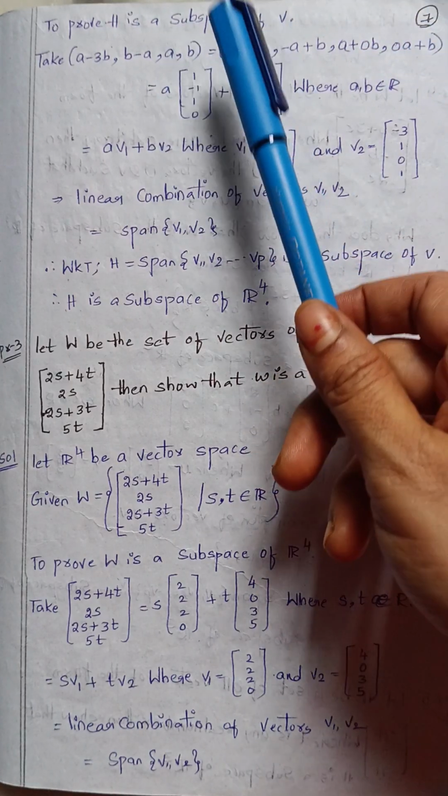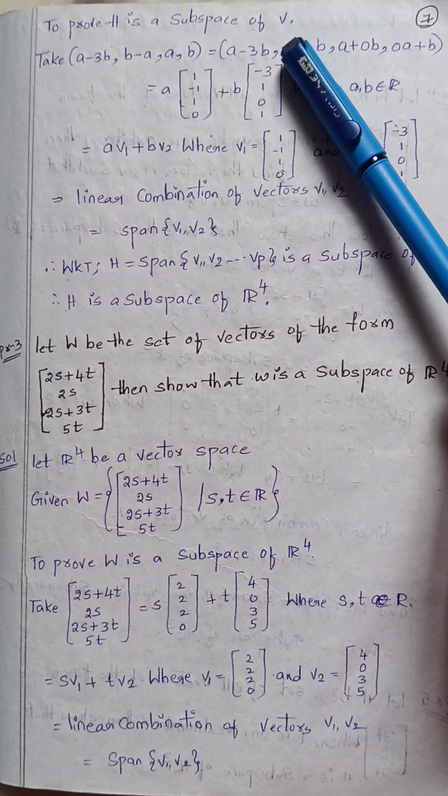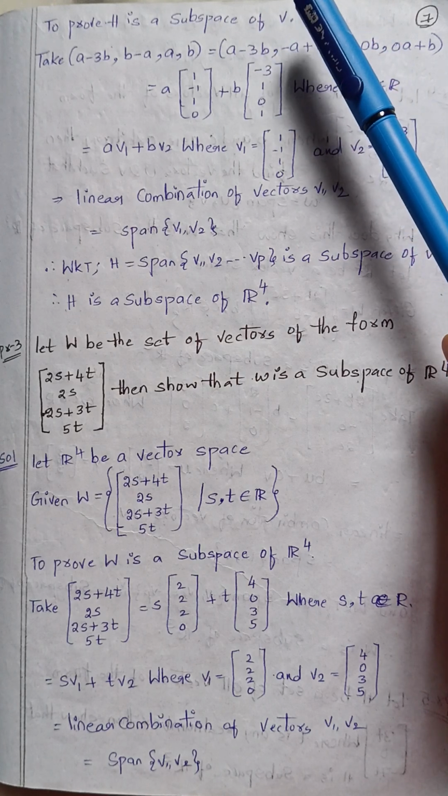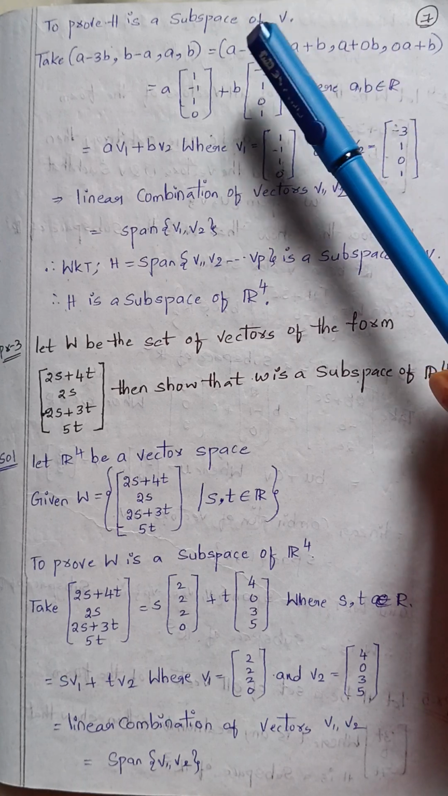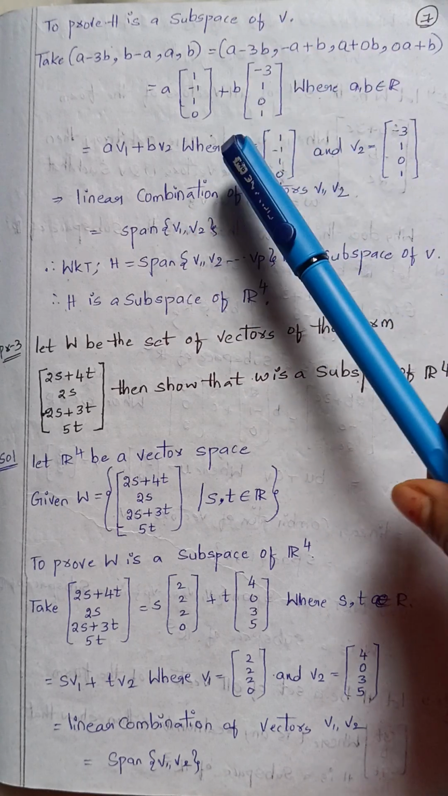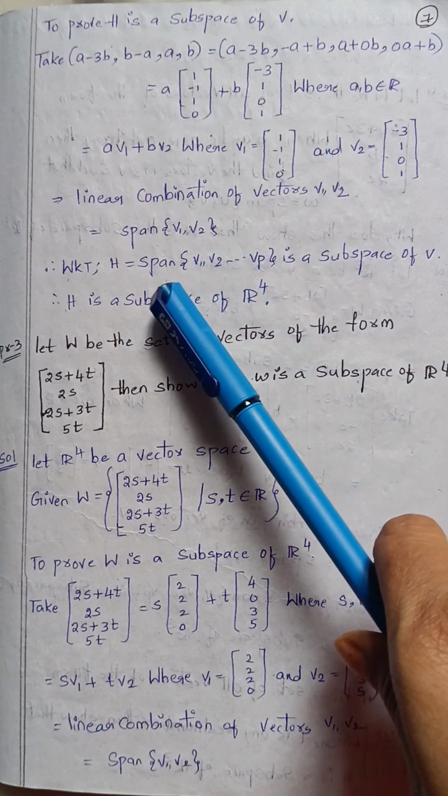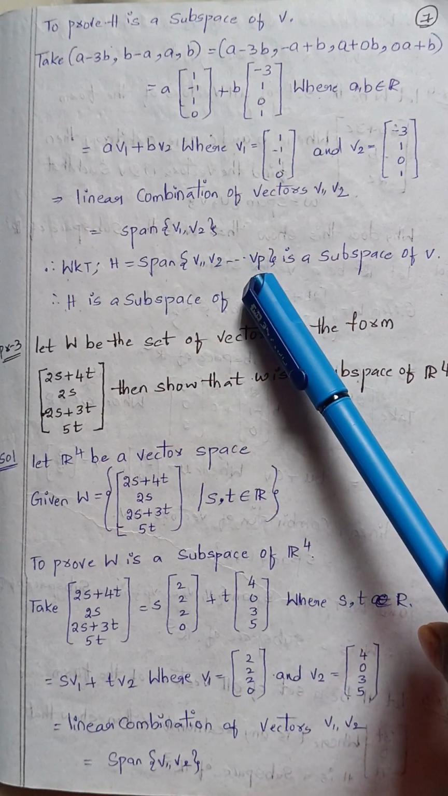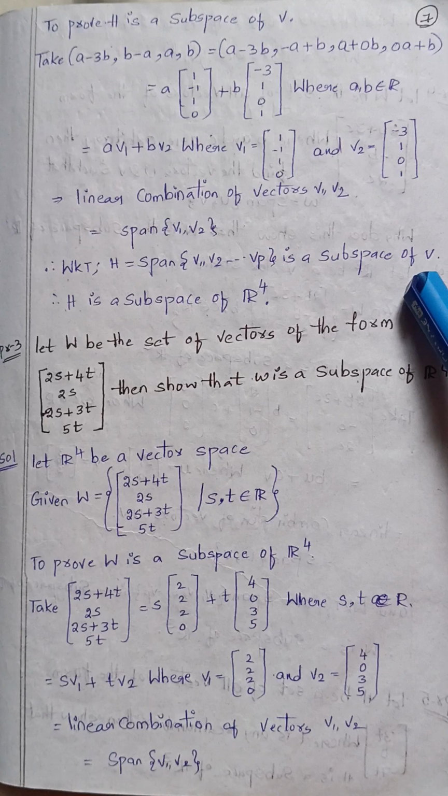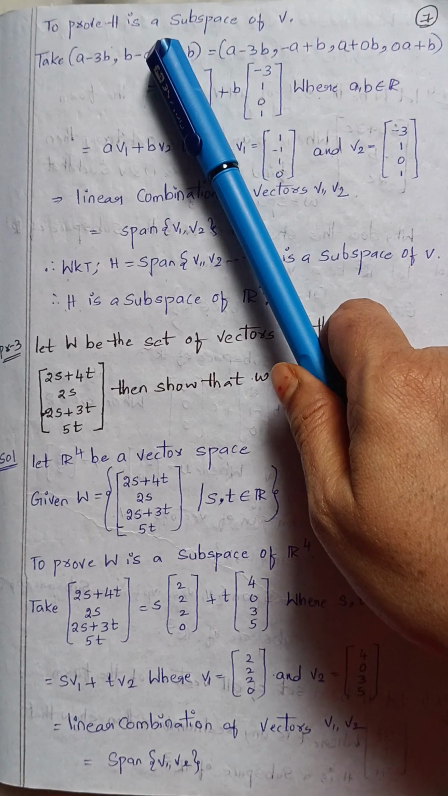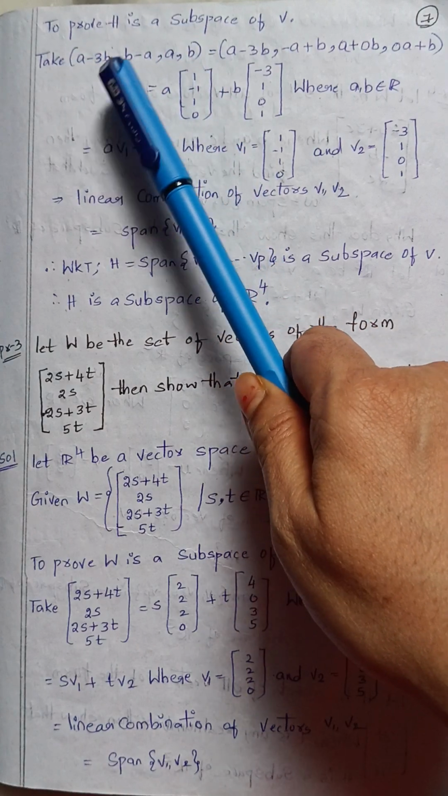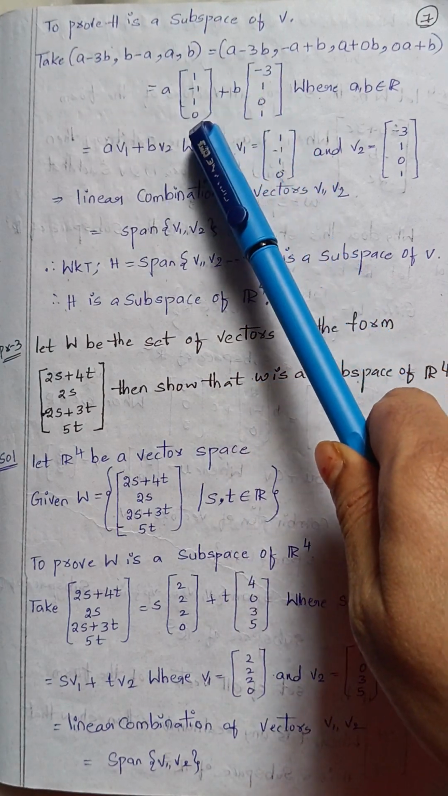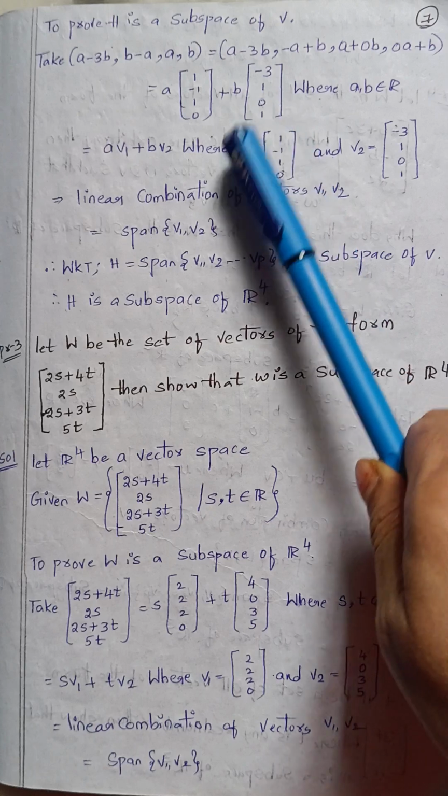To prove it is a subspace of V, in the previous theorem we proved by using three conditions, that is 0 bar belongs to H, vector addition and scalar multiplication. But in the previous theorem, we had also proved that the span of v1, v2 and so on up to vp is a subspace of V. So to prove H is a subspace of V, it is enough to check whether it is in the form of a linear combination of vectors or not. Let us check this one.